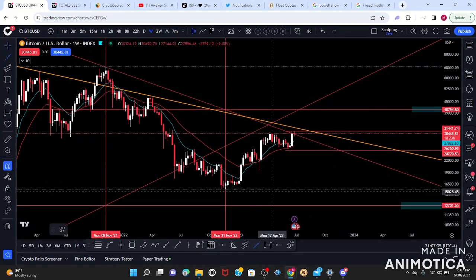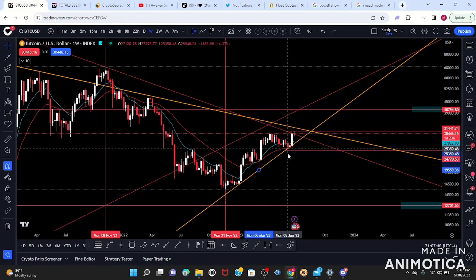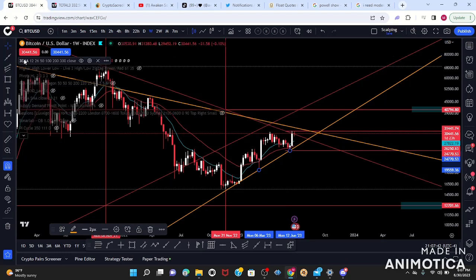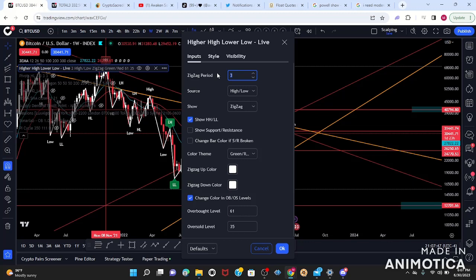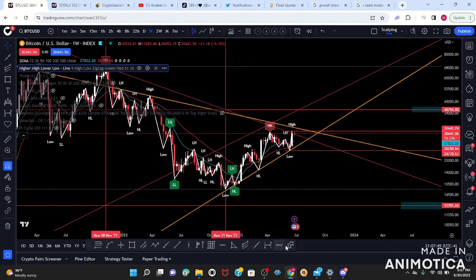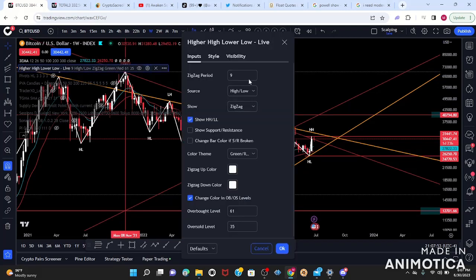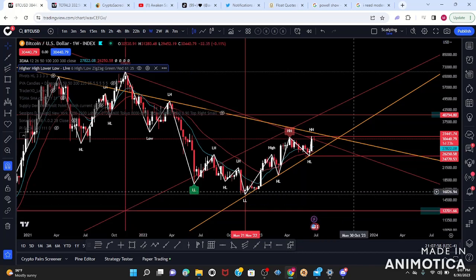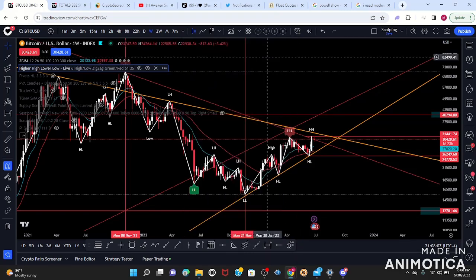So what can we observe? I'm just going to connect some trend lines, and if you need help knowing what trend lines to connect, you can always use the higher high, lower low indicator, and that's going to guide you and help you connect some trend lines. I use the 3, the 6, the 9, sometimes the 15, sometimes the 30. It depends on what I want to see.